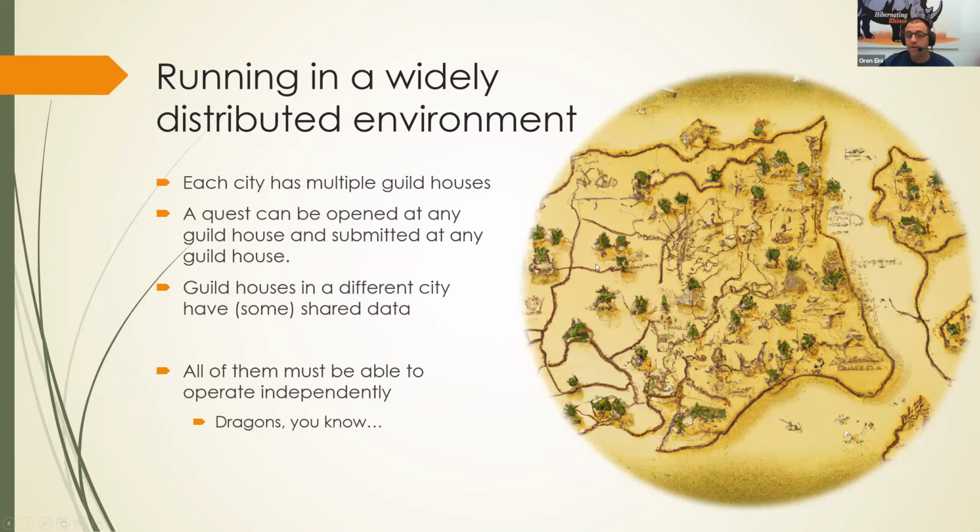The guild houses now need to share some data. At the same time, quite obviously, I have to deal with dragons. I have to deal with disconnects in the network. So even though I have to be able to create this mesh of setup so that I can do everything wherever I want, at the same time, I have to be able to operate completely independently. So how am I going to do that? Let's go and see how this works.